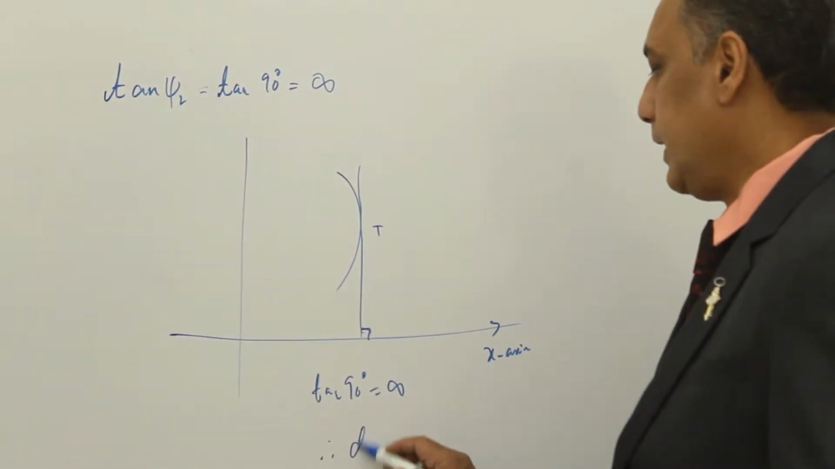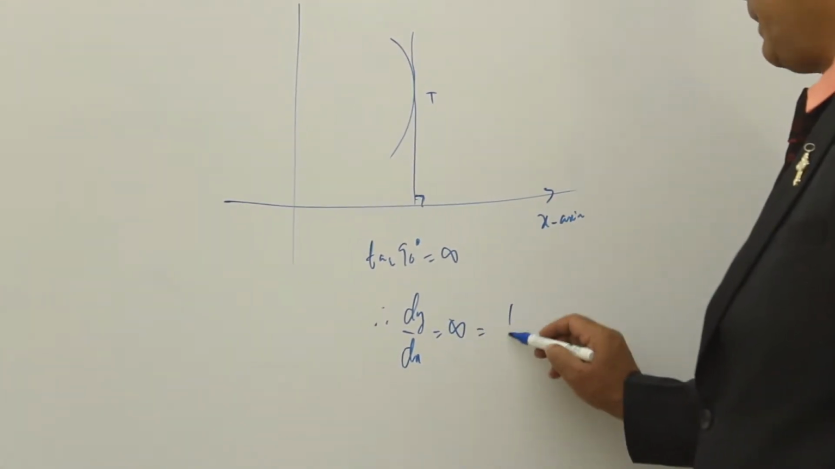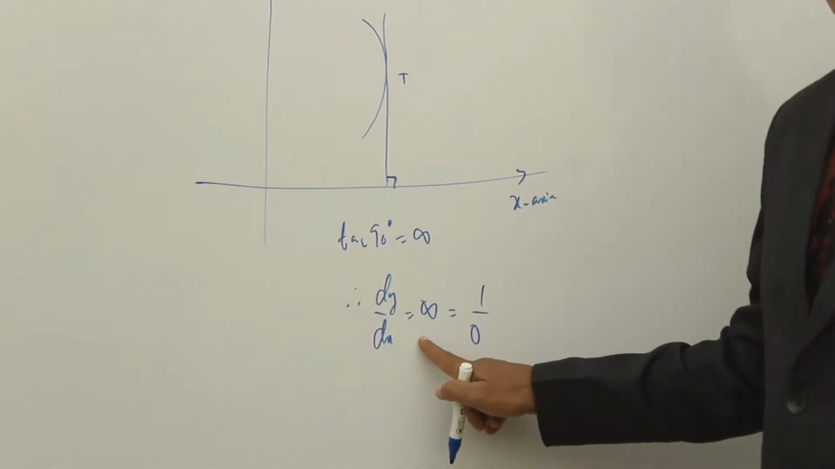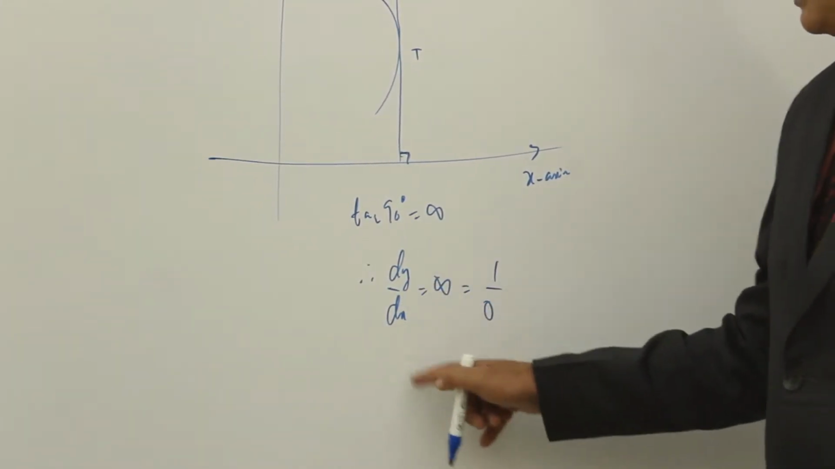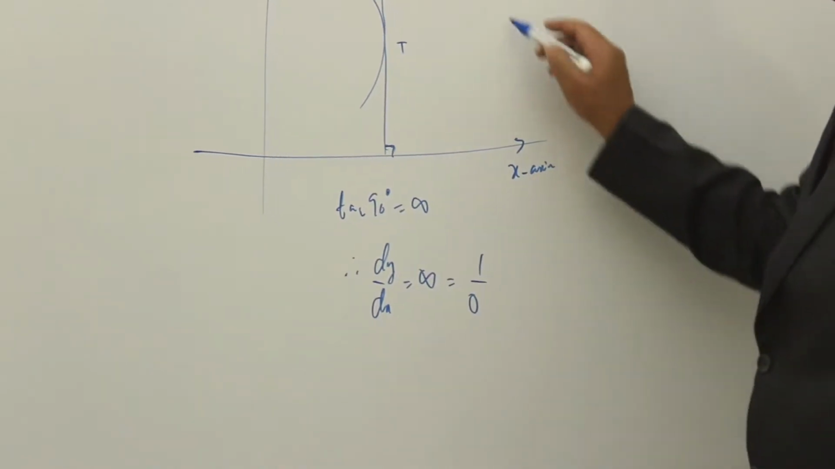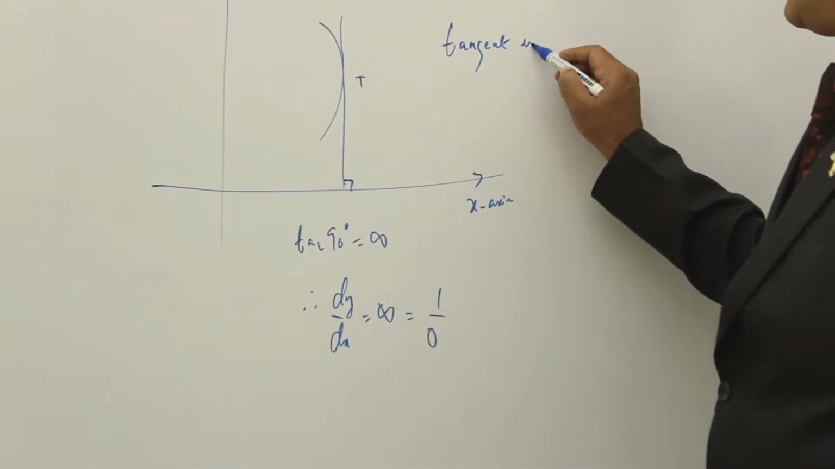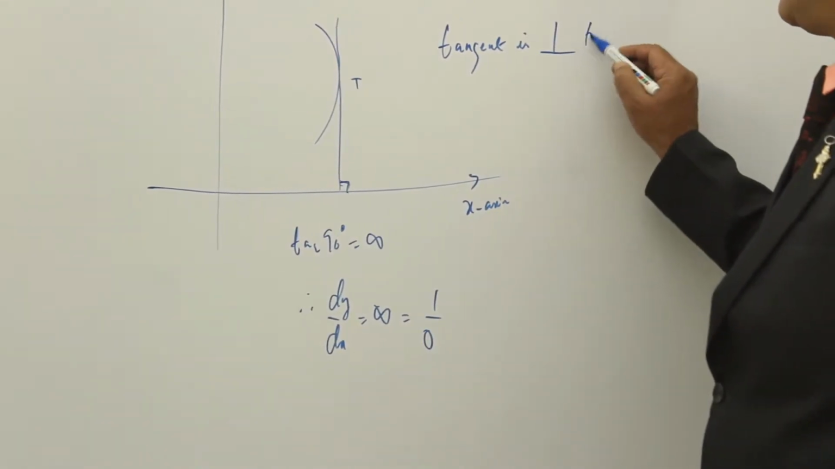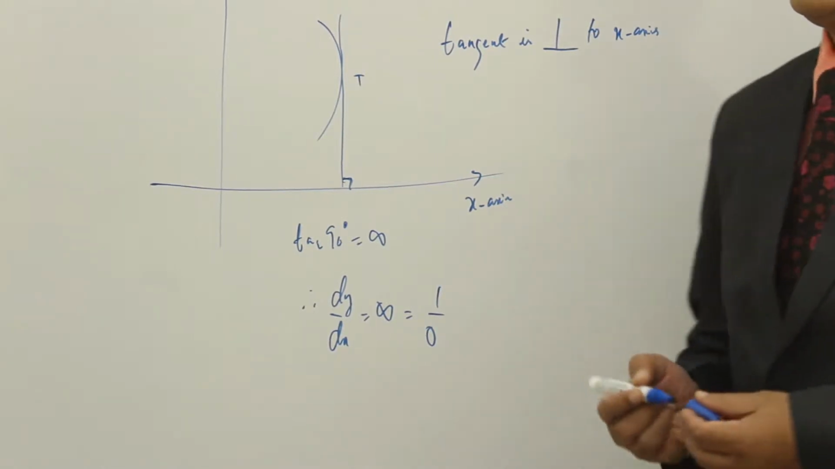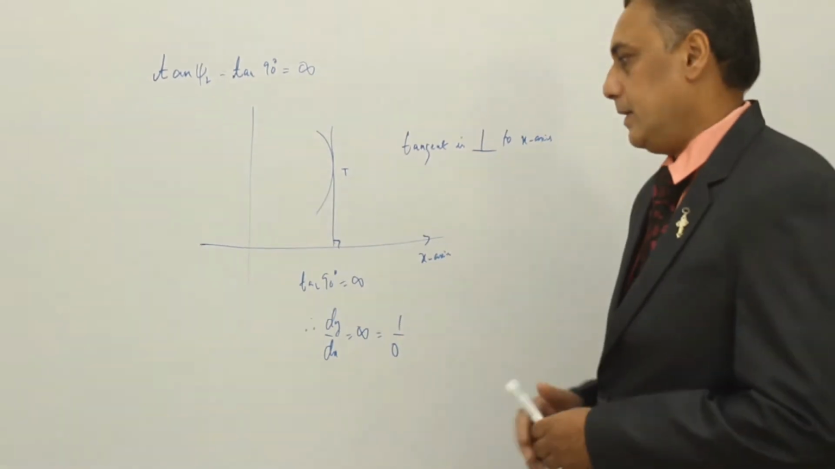So therefore, if dy by dx is equal to infinity, that means 1 by 0, which is nothing but infinity, then the tangent is perpendicular to the x-axis. These are the two cases which you will be using for perpendicular and parallel.